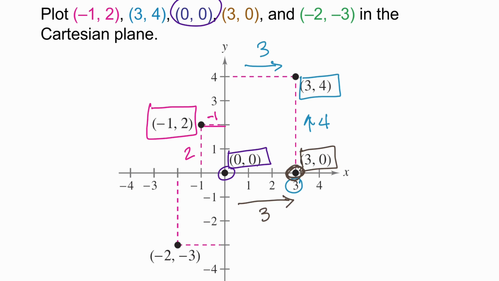And then our last one is the negative 2, negative 3. And so that's right here. So we went negative direction, so left instead of right. So this is negative 2. And then negative is down instead of up. And so that's negative 3. And so that's how we got the negative 2, negative 3. So hopefully all of these make sense. And this is the Cartesian plane with our x and our y.